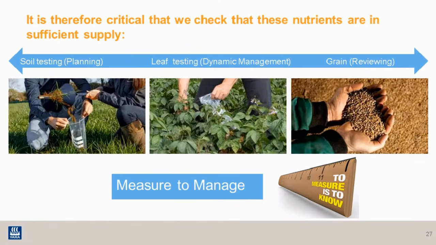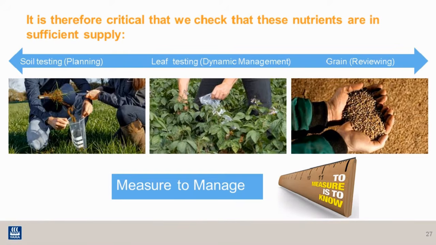Then it's really important that we do some analysis to understand and measure so that we can manage our nutrients. And we know that soil testing is great for that planning process to really understand and set about the strategy. We know at the end of the season we can use grain analysis to really understand how that nutrient has been remobilized, how it's now ended up in that grain, and is there an indication there that there's been some limitation through the year.